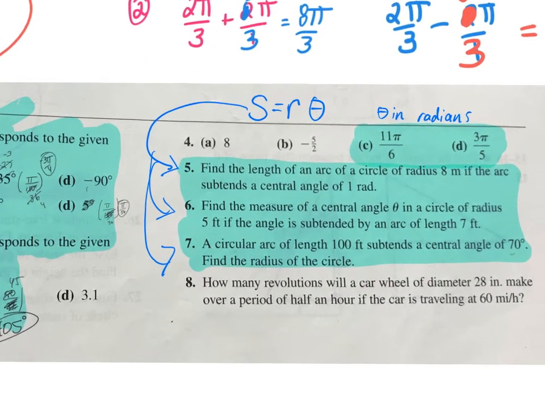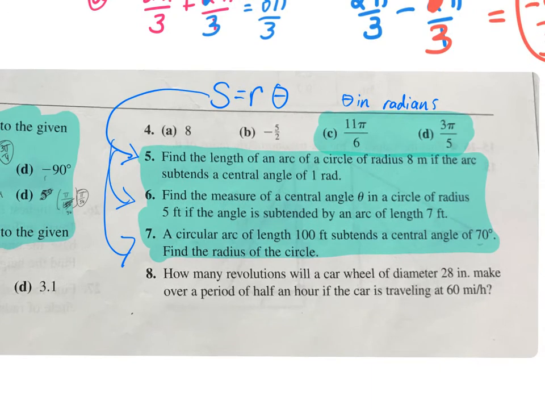All right, if I'm looking here and it says find the length of the arc of a circle that has a radius of 8 if the arc subtends the central angle of 1 radian. They're telling you what the measurement is. The central angle, they're telling you it's 1. So I have my formula. It's S equals R times theta. S is the arc length, R is the radius, theta is the angle, the central angle.